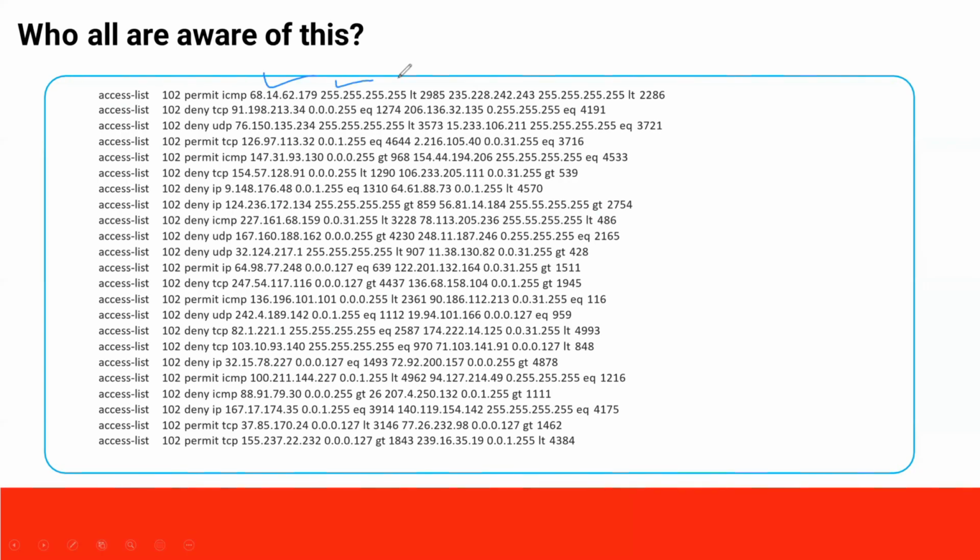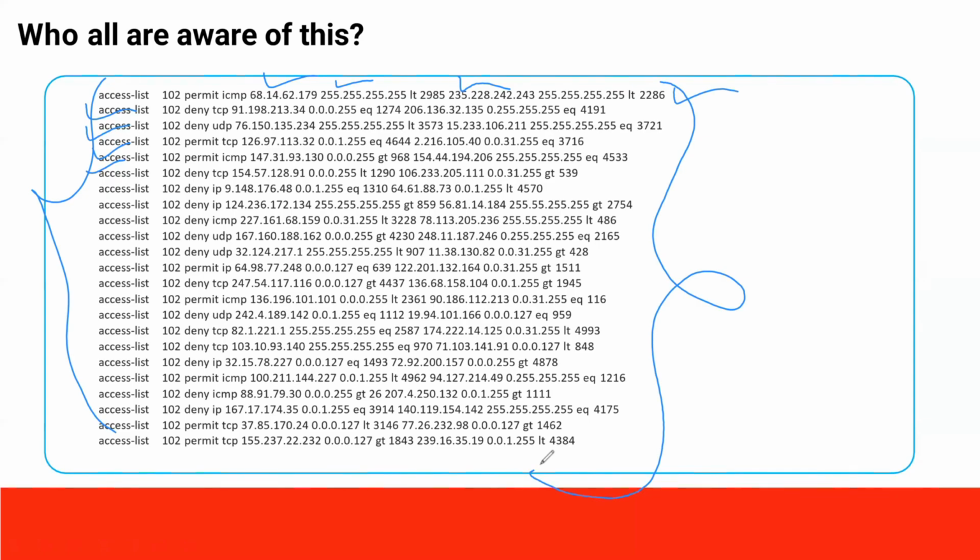Different IP address, subnet mask, source and destination, port number, deny, permit, permit. You see how many of them? And it is very difficult, trust me, it is very difficult to keep track of all this when the network gets on expanding.